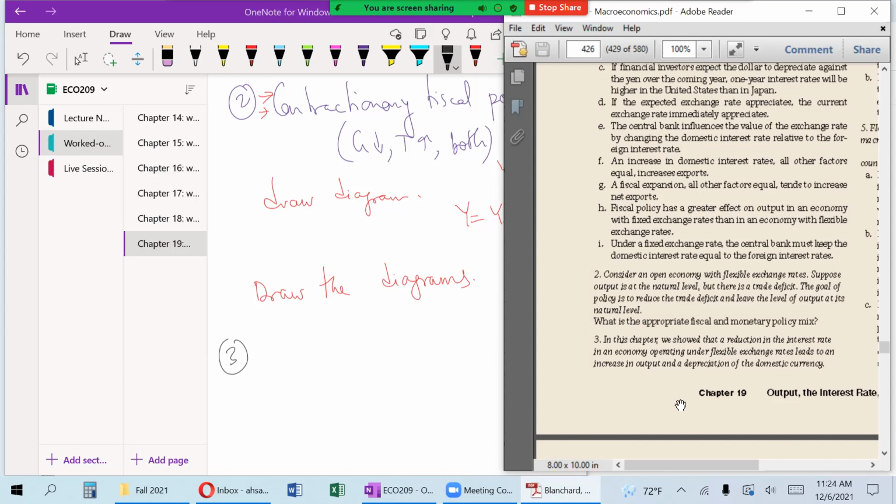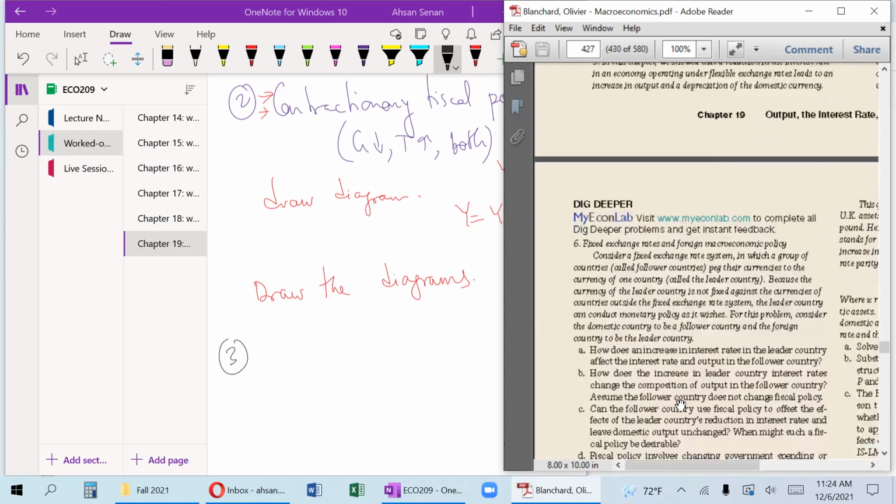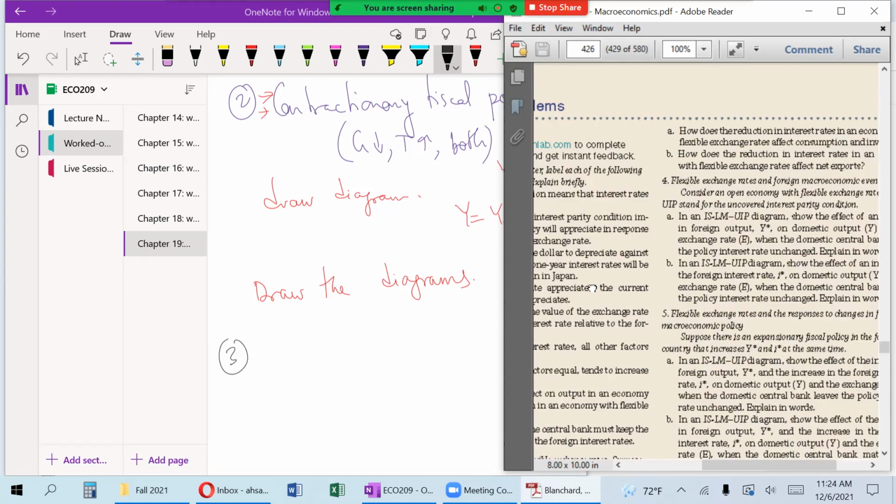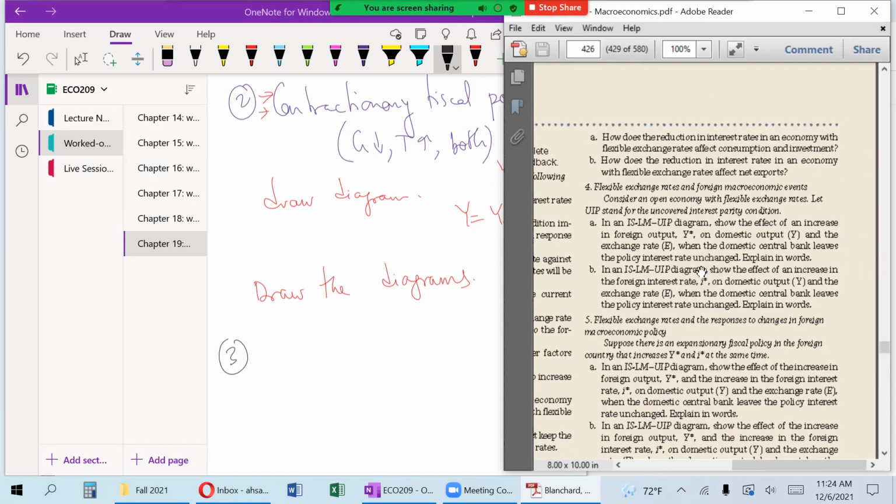And what does number three say? In this chapter, we showed that a reduction in interest rate in an economy operating under flexible exchange rate leads to an increase in output and a depreciation of domestic currency. That's effectively what we just did in question number two, that whenever there is an expansionary monetary policy, Y will go up and E will fall. So let's see what the rest of number three wants us to do.